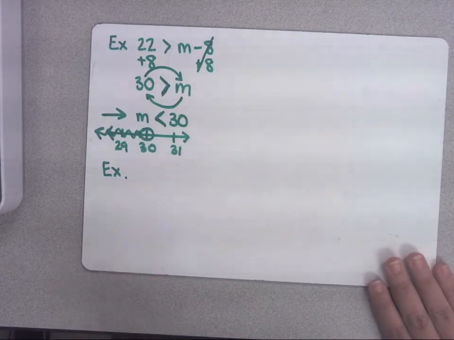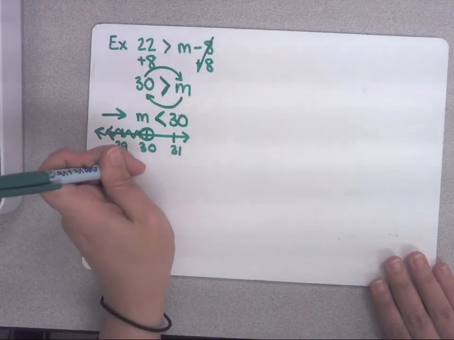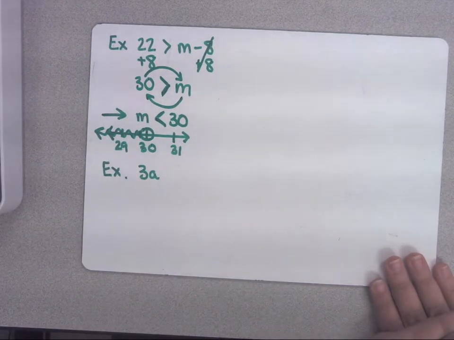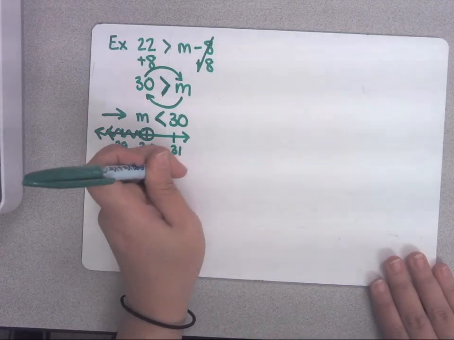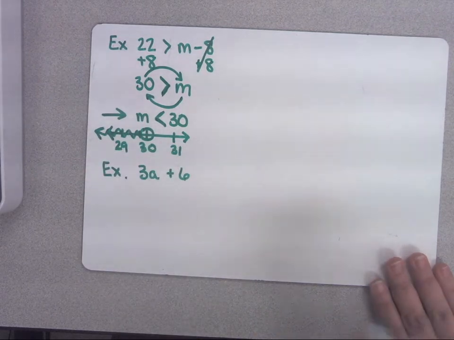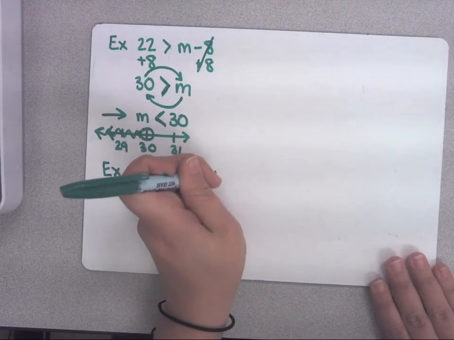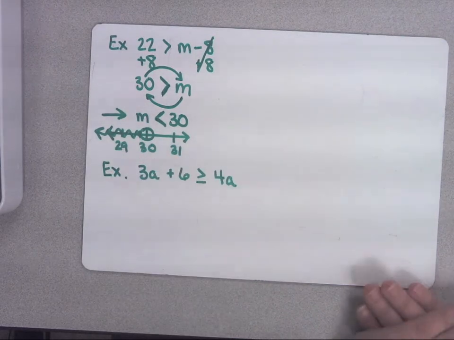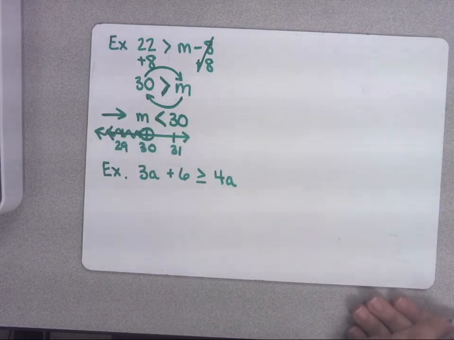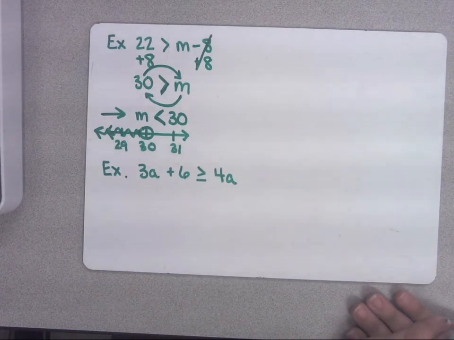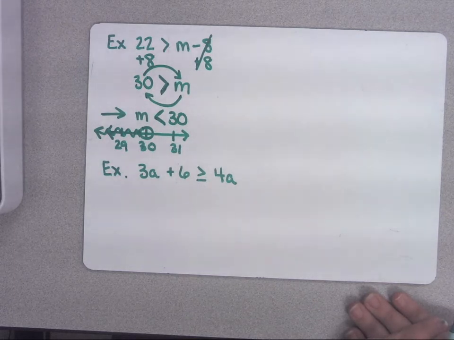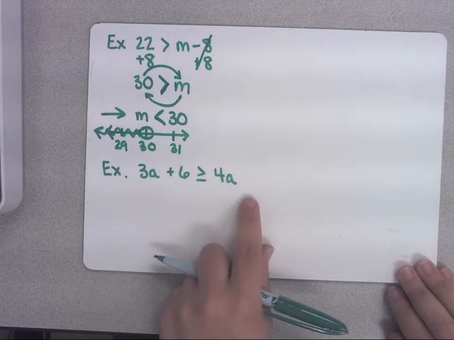What is different about this problem right here? 3a plus 6 is greater than or equal to 4a. So Ethan answered my question. He said there's multiple variables. There's variables everywhere, right? There's A's over here and A's over here.